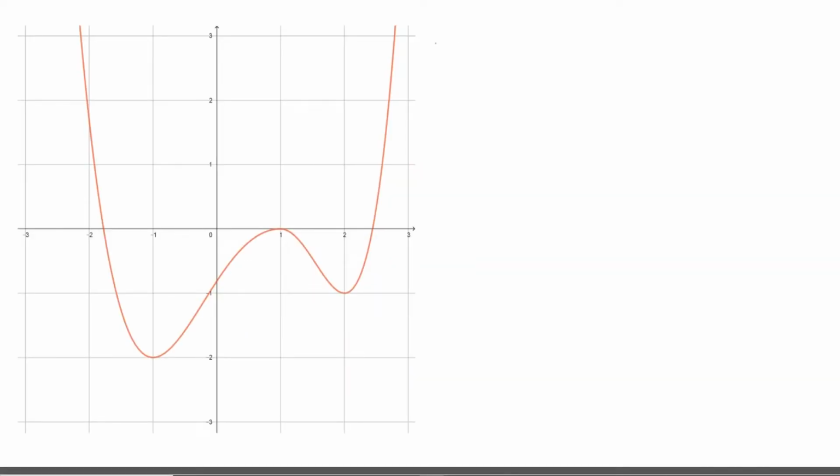Let's go back to this graph. If I want to find a local maximum, I can see that that happens at this point here. Right around this point, everything is smaller than it. It is the tallest point in its area. So the local max is 0, because that's the highest y value in that area, and it occurs at x equal to 1.